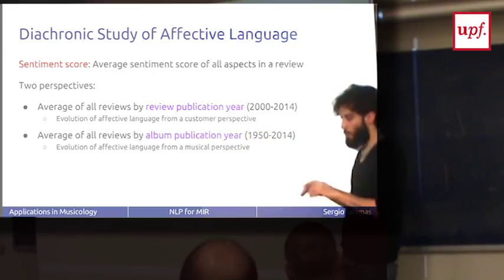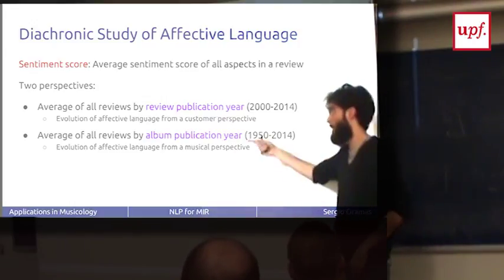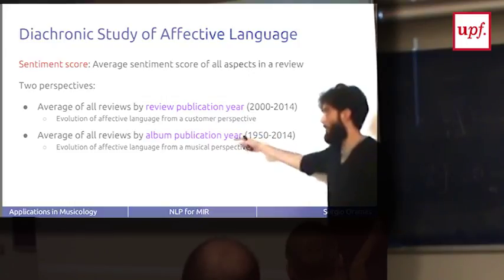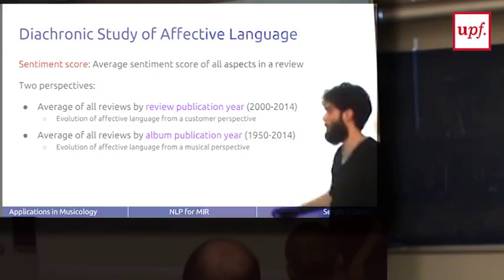So this review is about an album, and when was this album published? So classifying, averaging the reviews in terms of this. So this gives us an idea from a customer perspective, and this from the musical perspective.